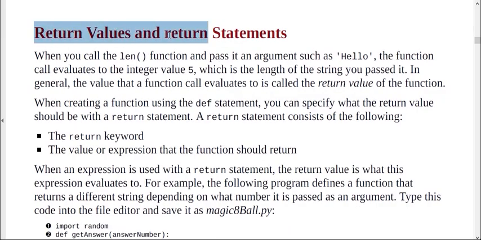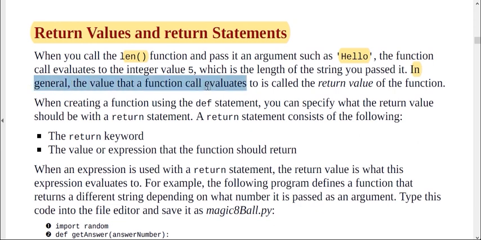So the next topic is return values and return statements. So whenever you call the length function and pass an argument to it such as hello, what actually happens is the length function will calculate the length of the string hello. So in this case, as you can see here, this is the string hello and it has 5 characters or letters, HELLO, 5 characters. So whenever you pass this hello as an argument to the length function, it will calculate the length and return the integer value, which is 5.